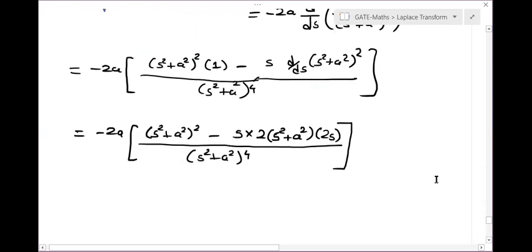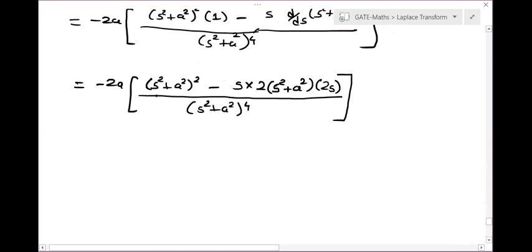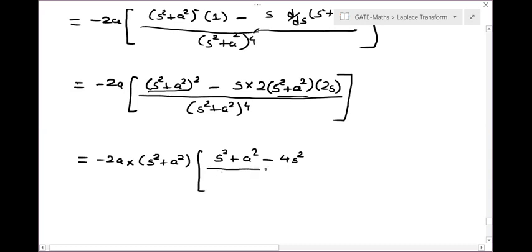Now if I simplify further, we can see over here, I can take s square plus a square common from both these terms. So if I'm taking s square plus a square common, in first place I'll be left with s square plus a square. Now in second place, it is 2 2s are 4 s square divided by s square plus a square whole to the power 4.